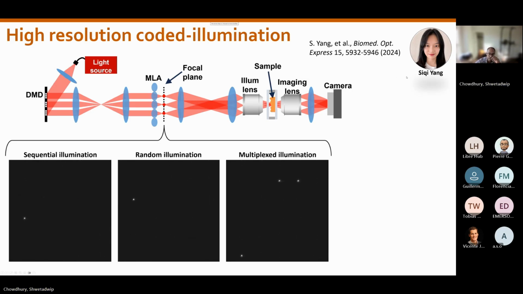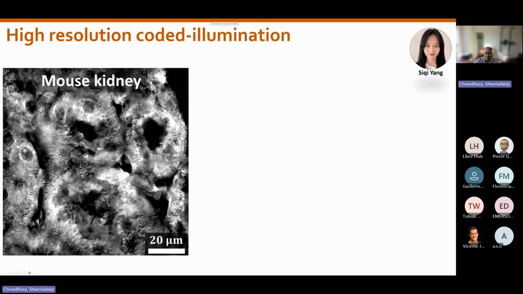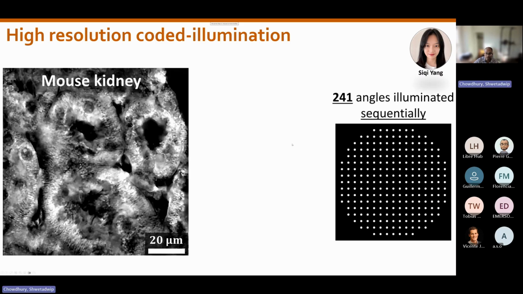Okay? And so this system gives us a unique capability that was not possible with our older system using the scanning-based mirror. To give you a sense of this in action, we imaged a 3D mouse kidney slice, like a piece of tissue. This is a pretty close-up view. You can see the individual tubules here. And right now, to reconstruct this, we illuminated the sample at 241 angles.